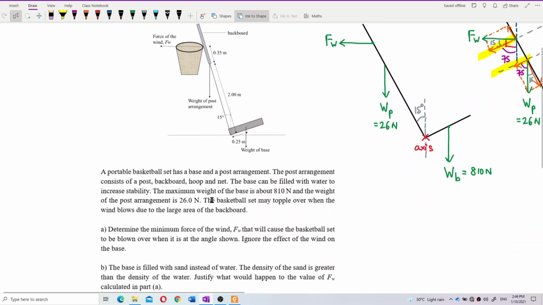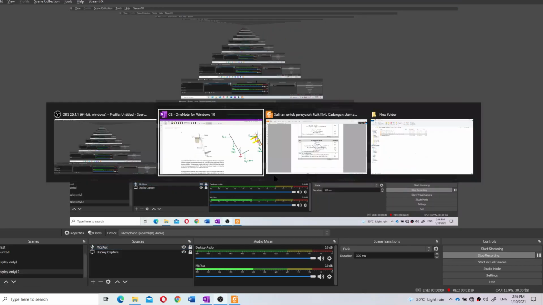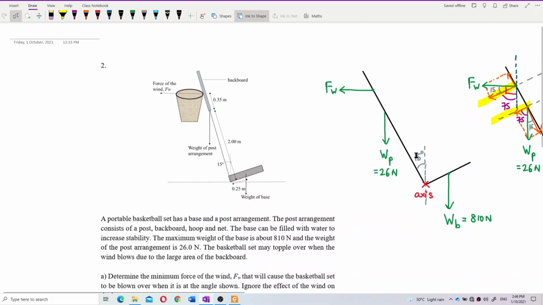We are talking about topple over. You see the keyword here, topple over, means this is about rotational motion. So this is not just a particle, it's a rigid body. Okay. So how to draw? How to do this question?